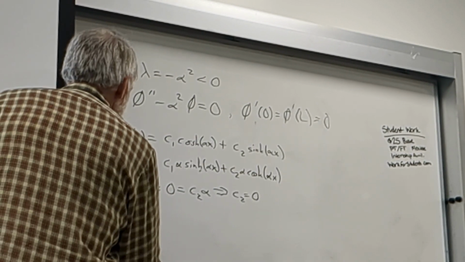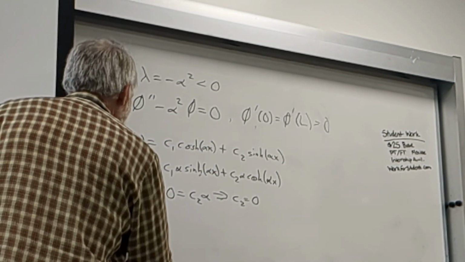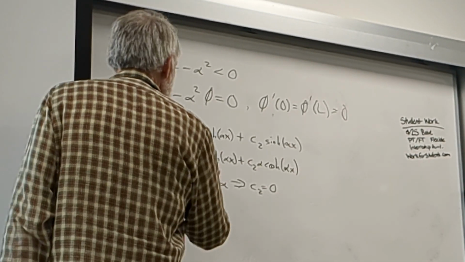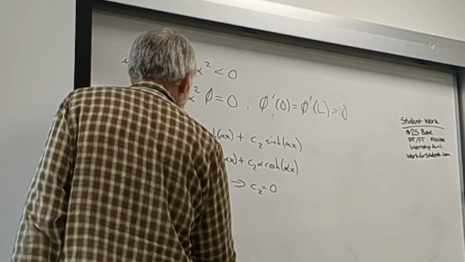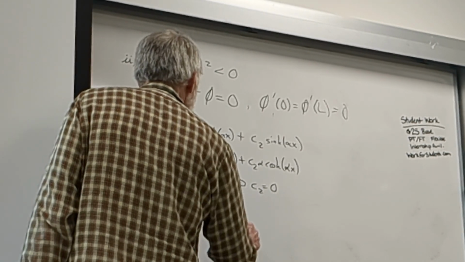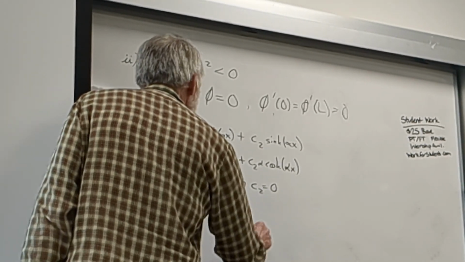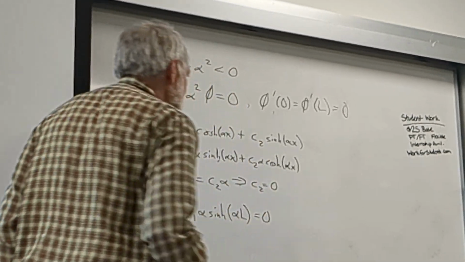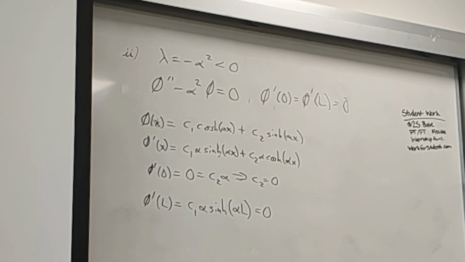Now, let's look at phi prime at L. Well, phi prime at L is going to be equal to C1 alpha sinh of alpha L, right? And that has to equal 0. Everybody okay with that? Put that value in there.